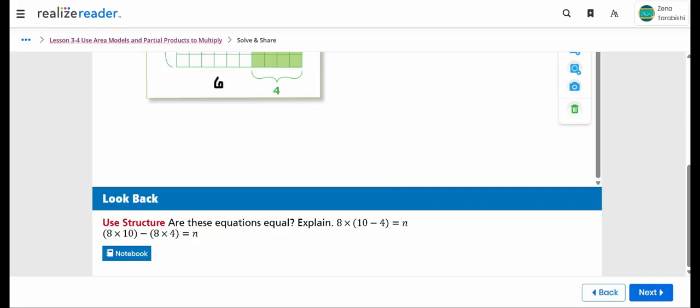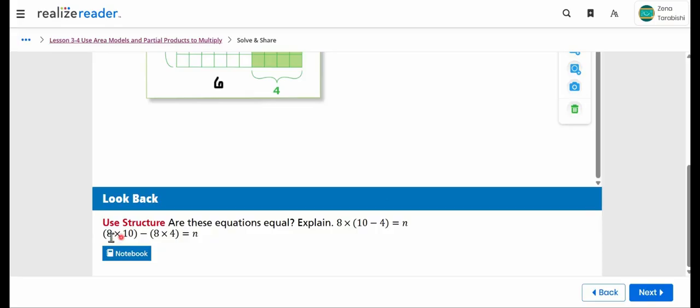And then you can go ahead and try answering the look back. Are these equations equal? So here, when we look at 8 times 10 minus 4, because 10 minus 4 is going to give you 6, and then that'll give you your n. So 8 times 10, that'll give you 80. And then 8 times 10 minus 4, that was going to be 6, and that was our unknown here. So now we would have had 8 times 6, and you would have gotten 48 for this part.